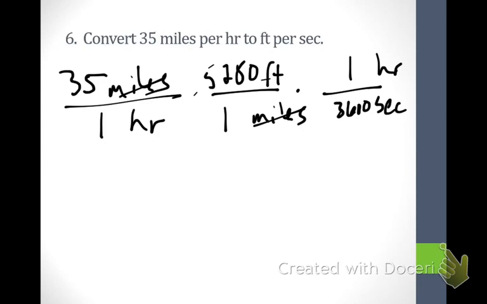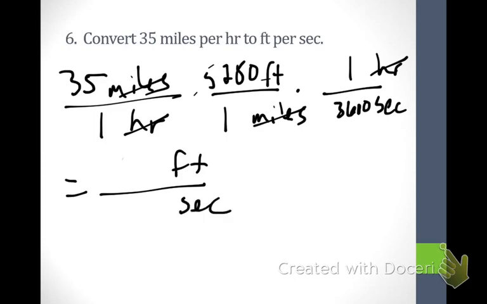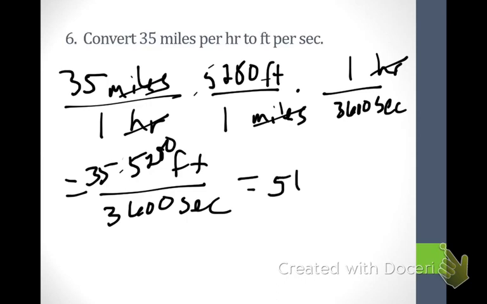Divide out your units. You're left with feet per second. And now we got to do 35 times 5280 and divide that by 3,600. Wait. Hold on. Can it not be a fraction? Okay? So yeah, it's 51.3 feet per second. Okay?